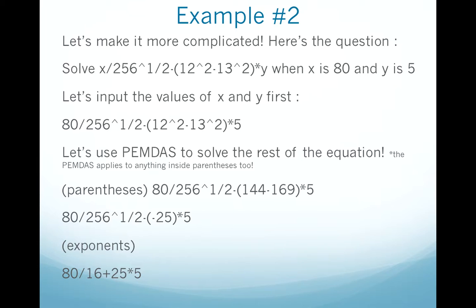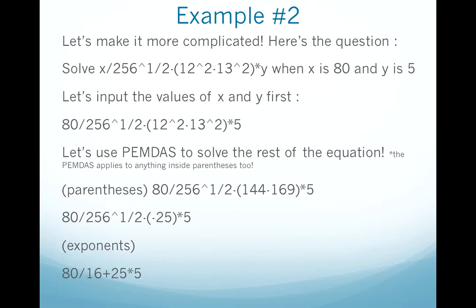Then you're just going to subtract 169 from 144. Then you get 80 divided by 256 to the power of 1 over 2 minus (negative 25) multiplied by 5. Once more, I have left the parentheses here just so that you can have a better idea of what's going on. Then we're going to go in and solve the exponents.